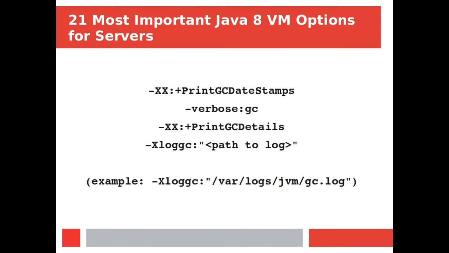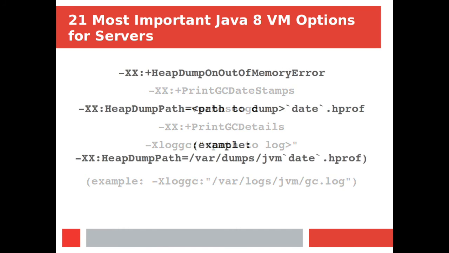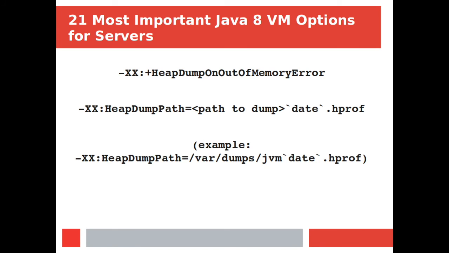The option shown here will write out all garbage collection related information to a specified log file. You can see how well your garbage collection configuration works by looking into it. I personally prefer to use the Visual GC plugin for the VisualVM tool to monitor the general JVM and garbage collection behavior. When your JVM runs out of memory, you will want to know why.